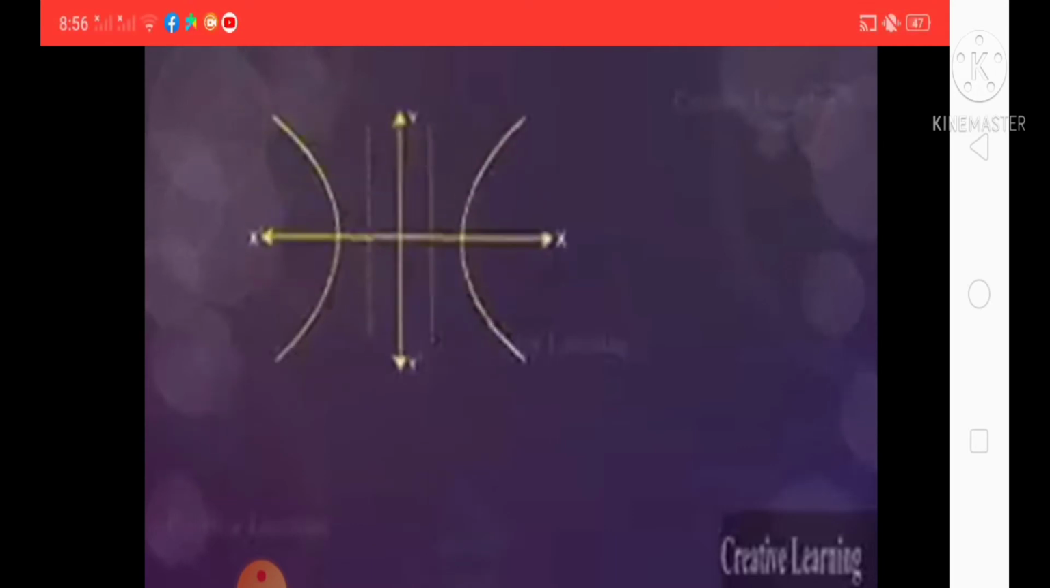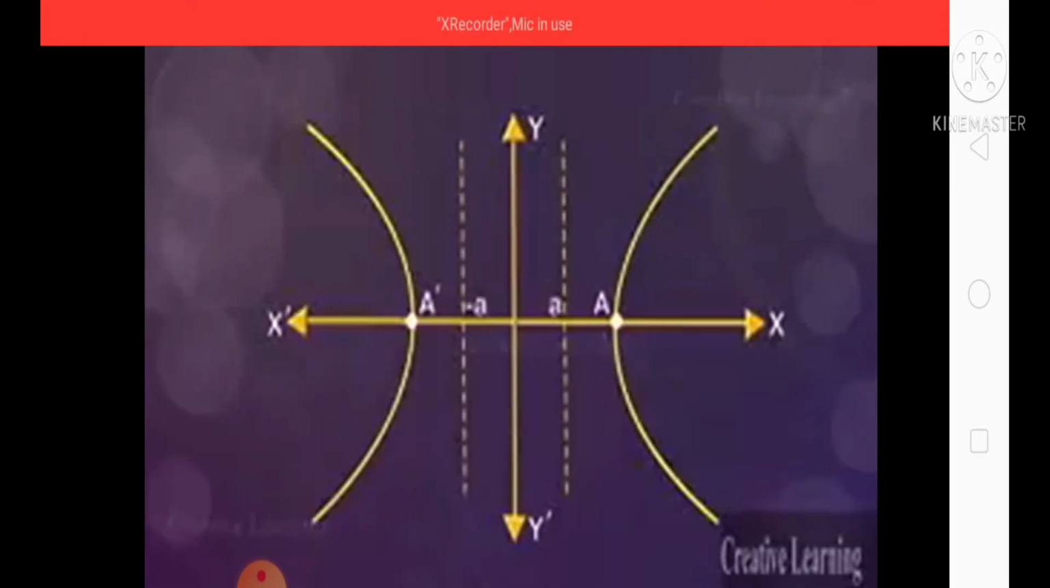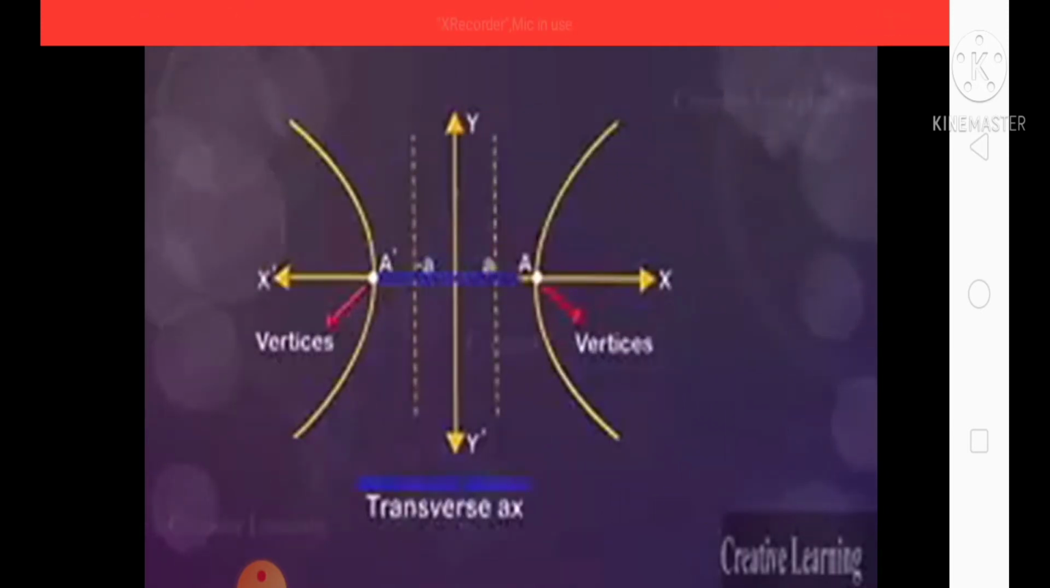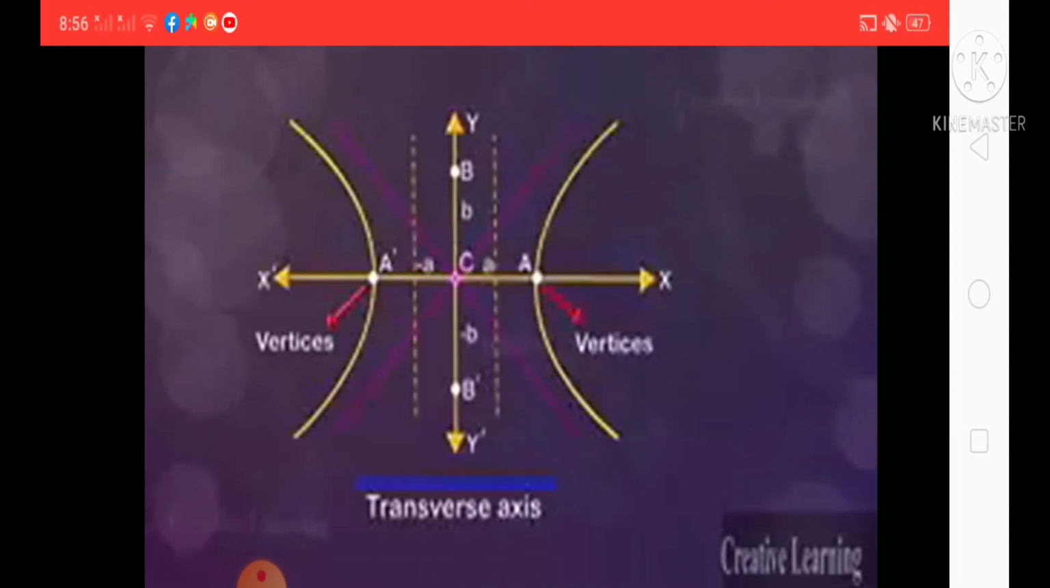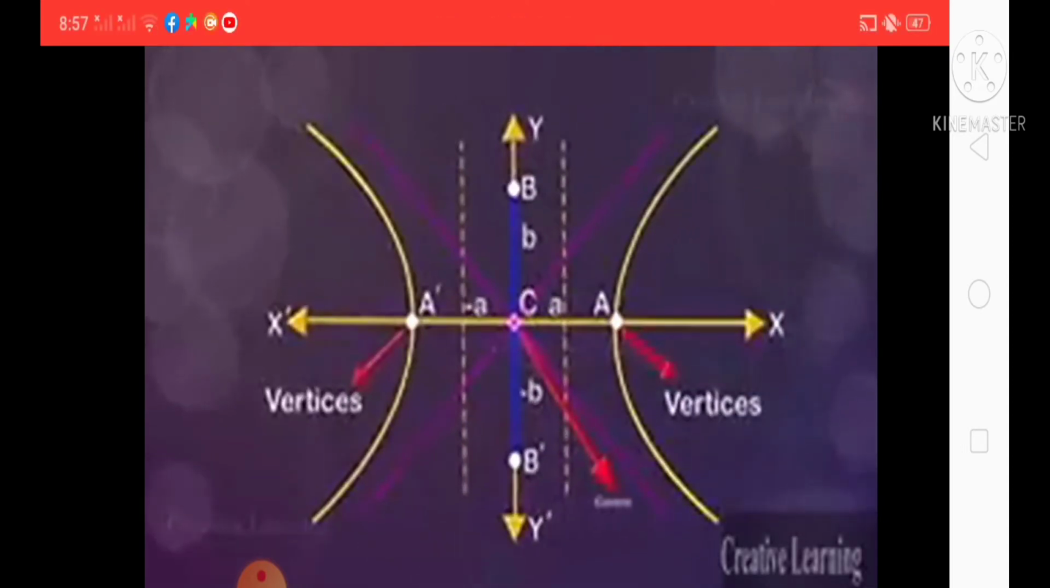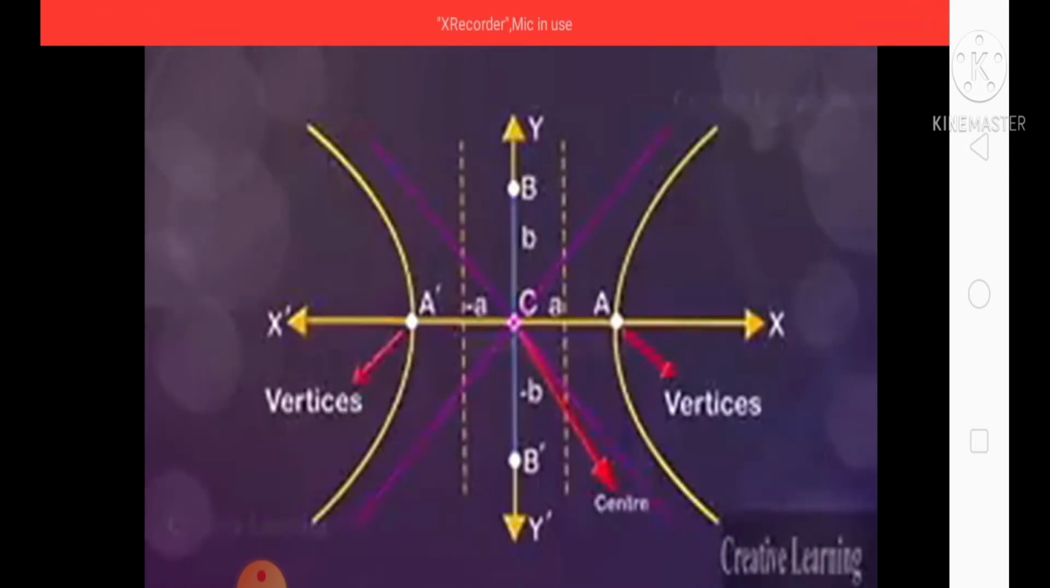The points A and A dash are called the vertices of the hyperbola. The line AA dash is called the transverse axis of the hyperbola. If 2 points B and B dash are taken on the y-axis such that CB is equal to CB dash is equal to b, then the line BB dash is called the conjugate axis of the hyperbola. The middle point C of AA dash is called the center of the hyperbola because it bisects every chord that passes through it.